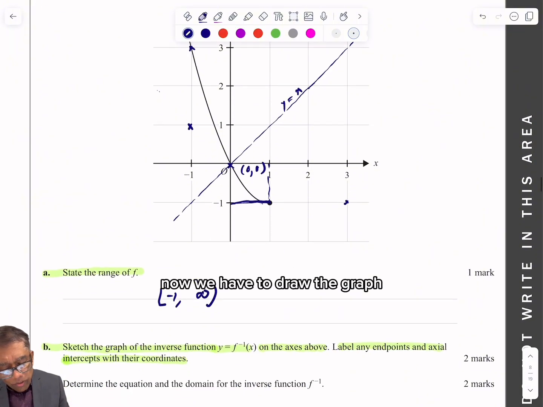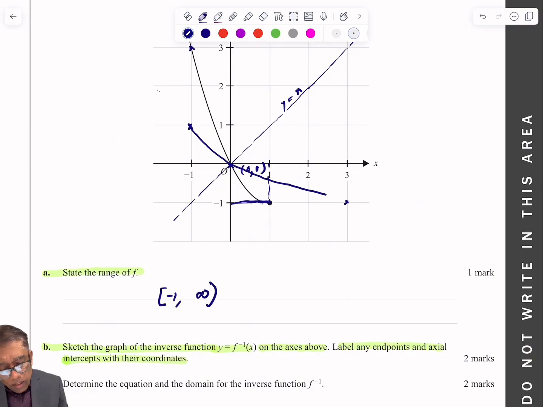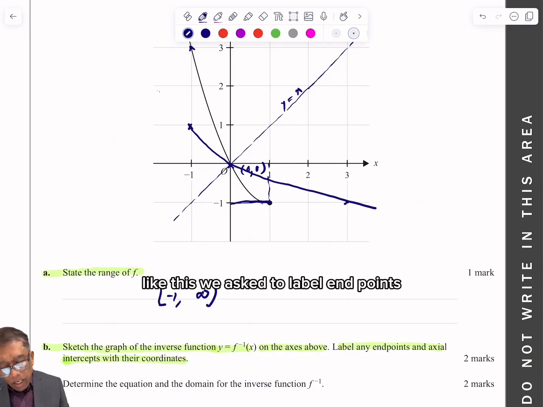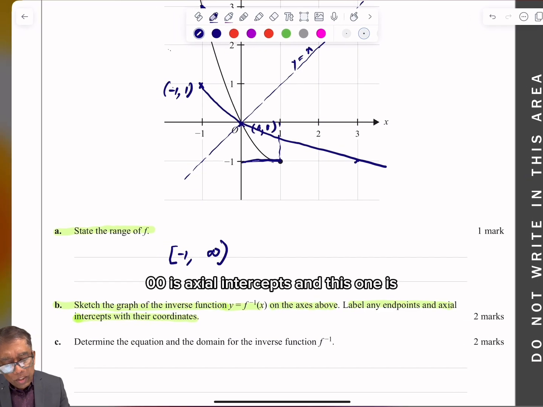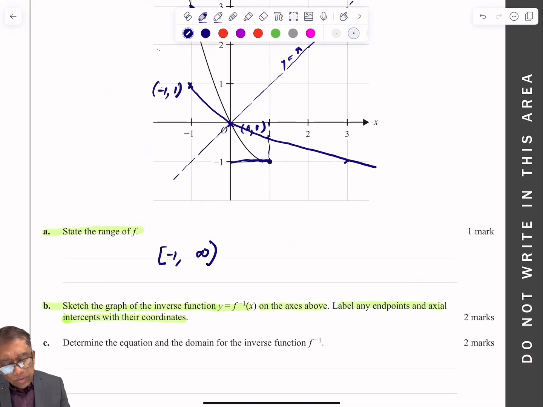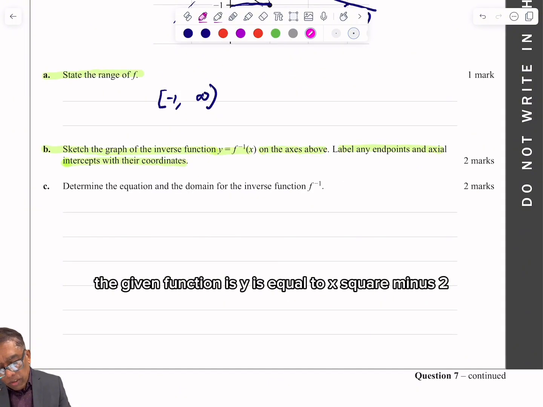Now we have to draw the graph. It is like this. We are asked to label the endpoints. The starting point is -1, -1, and 0, 0 is the axial intercept. And this one is 3 and -1.